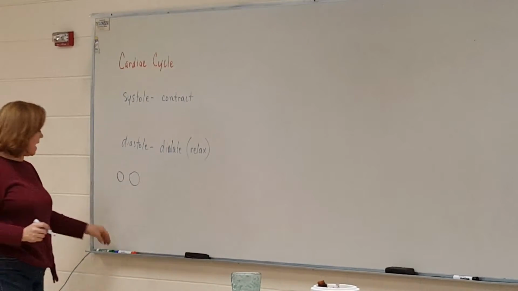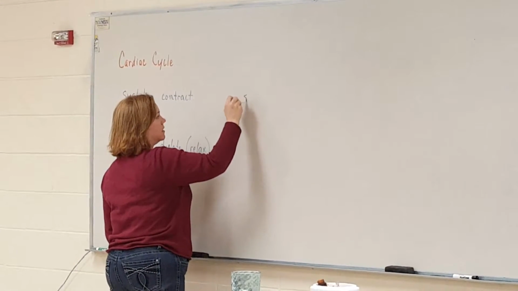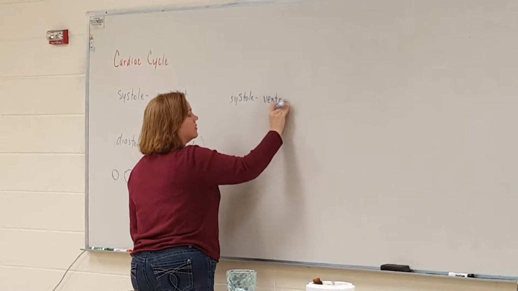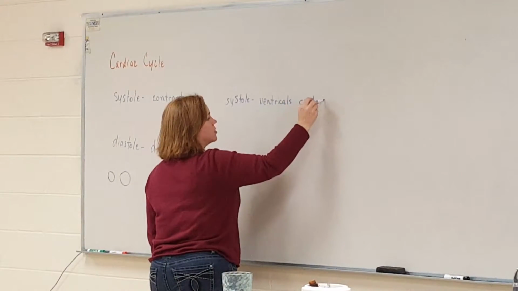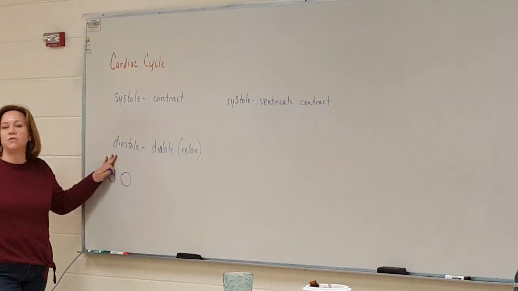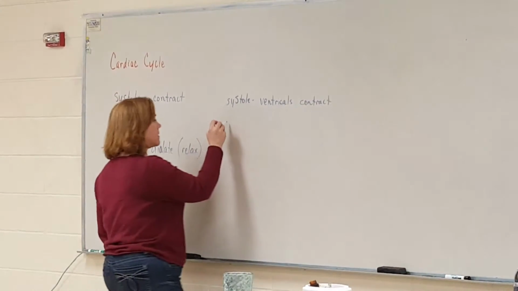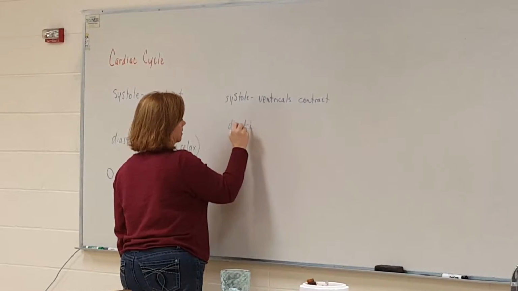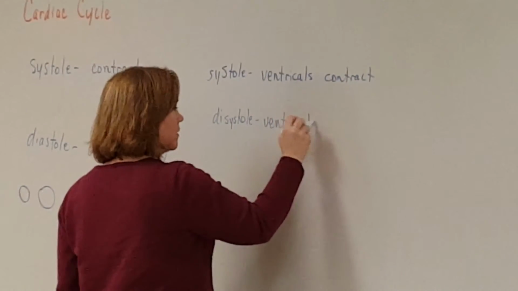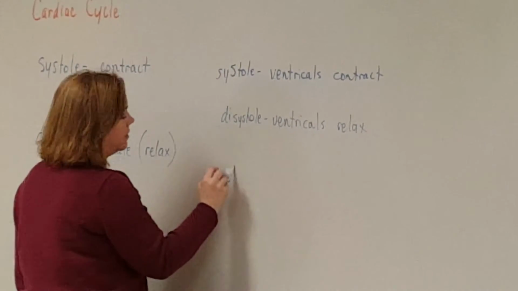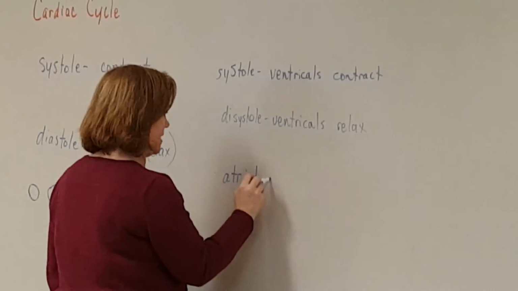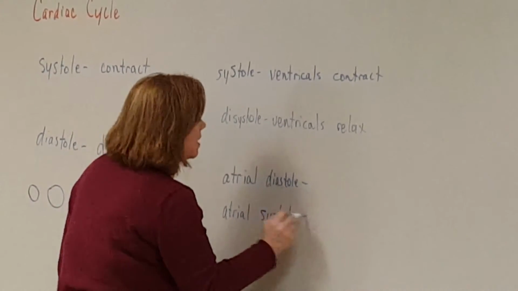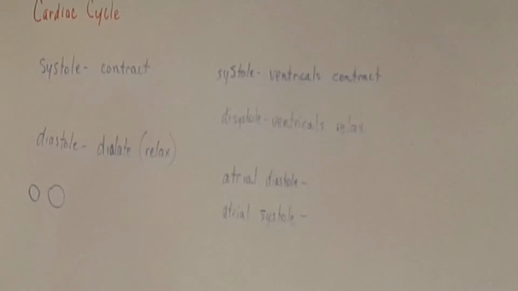Okay, so let's look at a couple of things. Whenever you say your heart is in systole, that means your ventricles are contracting. Whenever you just say systole or diastole, it's understood that this is what your ventricles are doing. Whenever you want to talk about your atria, you actually have to say atrial diastole or atrial systole. Got the idea? If you just say systole or diastole, that means your ventricles.